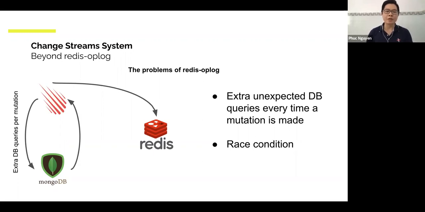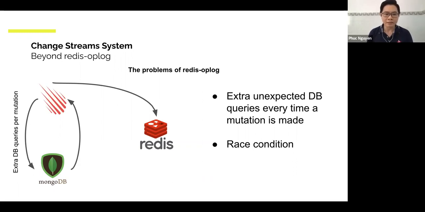However, during the time we used the package at Pathable, we discovered some drawbacks of Redis offload. The first and most significant drawback is that for each mutation to the database, Redis offload makes one or sometimes even multiple extra database requests before it sends that change to Redis. And this may put quite a lot of extra unexpected load on your MongoDB.